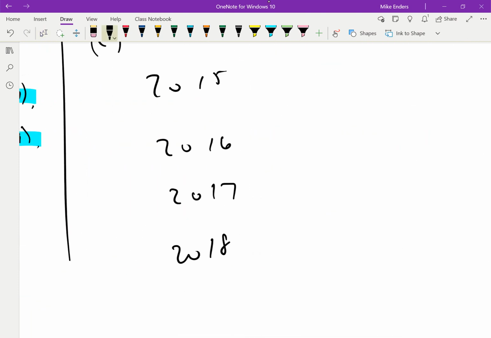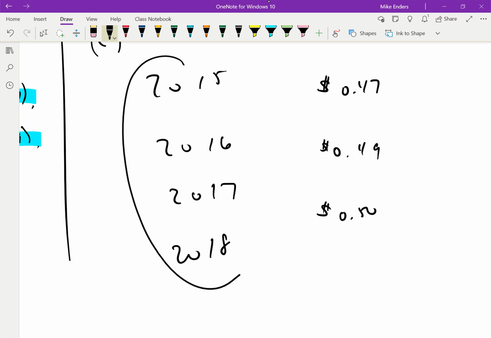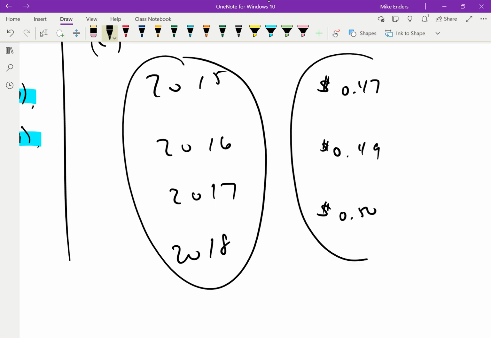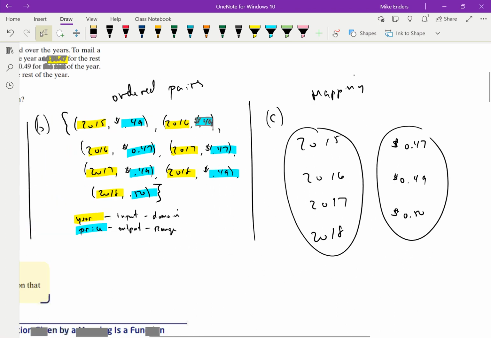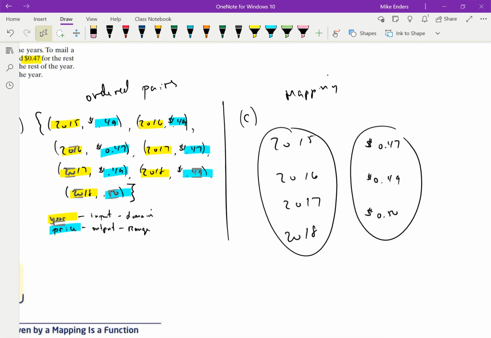So we had 47 cents, 49 cents, and 50 cents. Now, oftentimes these are drawn either in ovals or some kind of organic shape, or they can also be in rectangles, depending on how the author wants to write those. The mapping then, if we go back to our ordered pairs, we can do from our ordered pairs.